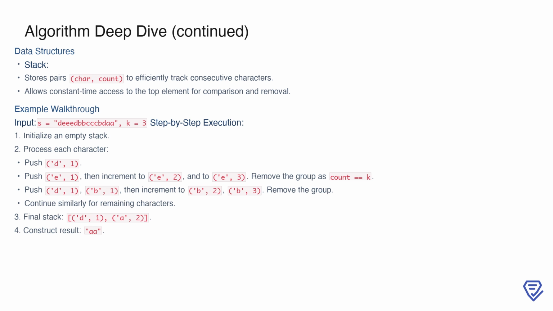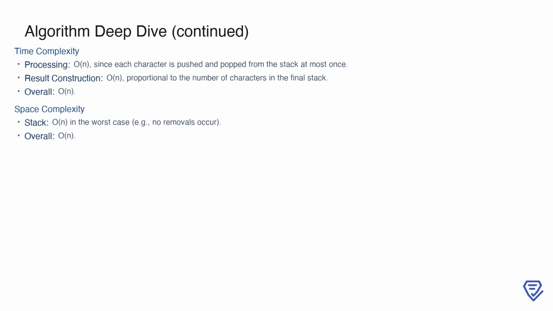In terms of time complexity, the processing step takes n, because each character is pushed and popped from the stack at most once. Constructing the result string also takes n, as it depends on the number of characters left in the stack. Therefore, the overall time complexity is n. For space complexity, the stack requires n in the worst case, such as when no groups are removed and all characters remain in the stack. Thus, the overall space complexity is also n. This balance of time and space complexity makes the algorithm both efficient and practical for large inputs.